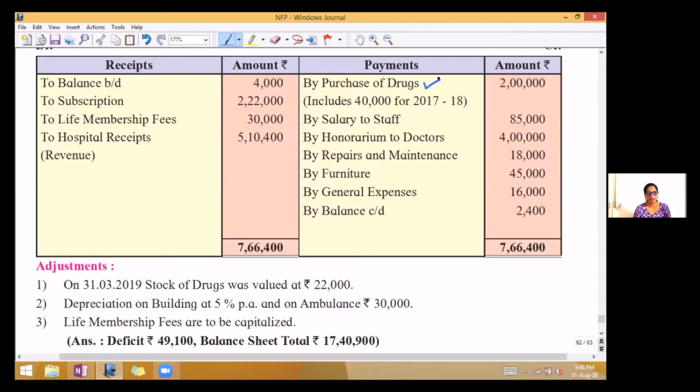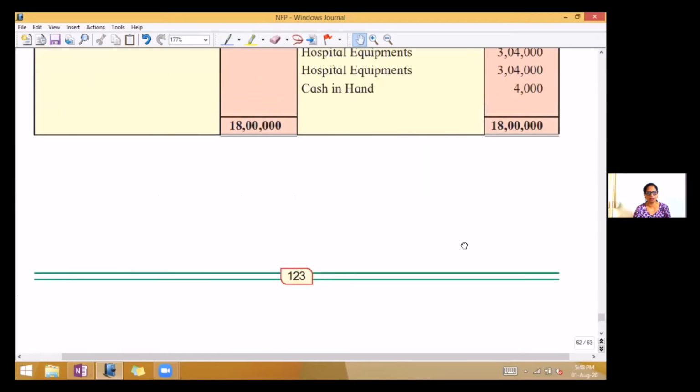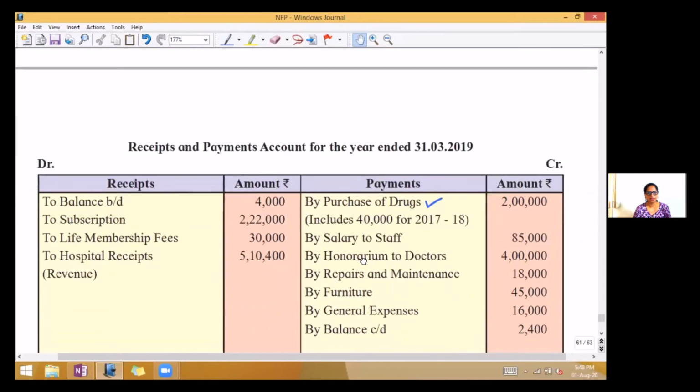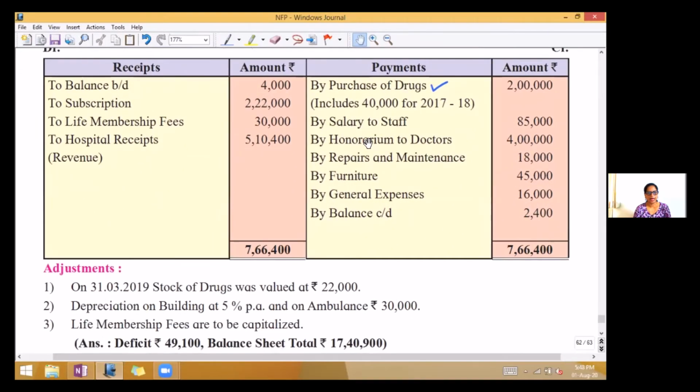Second, depreciation on building at 5% per annum and on ambulance rupees 30,000. Now this you will find in the opening balance sheet. So in the opening balance sheet, tick mark building and ambulance. And the last adjustment says life membership fees are to be capitalized. So tick mark life membership fees.